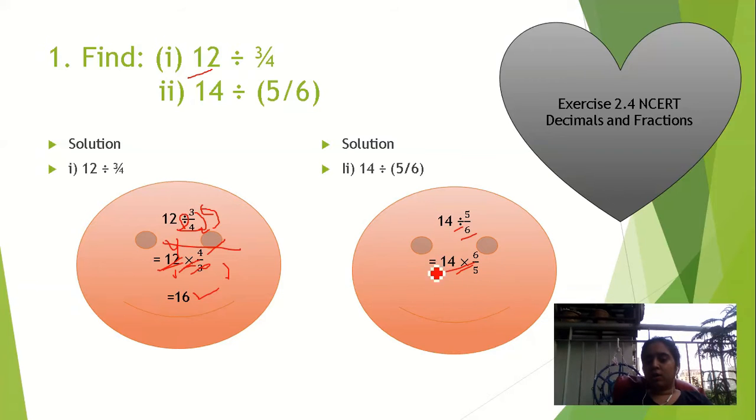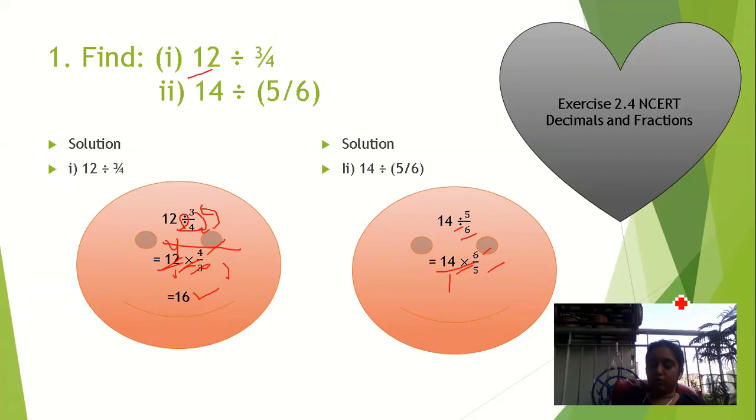So now it is easy to find this, and we cannot cut any numerator and denominator values with each other, so we have to multiply the numerator values. That is 14 multiplied by 6: 10 multiplied by 6 is 60, and 60 plus 24 is 84. So 14 multiplied by 6 is 84, and in the denominator we have 5. So our answer is 84 upon 5.